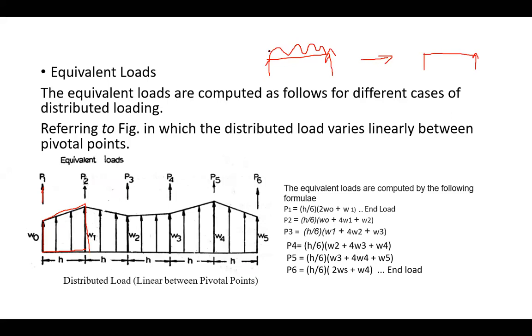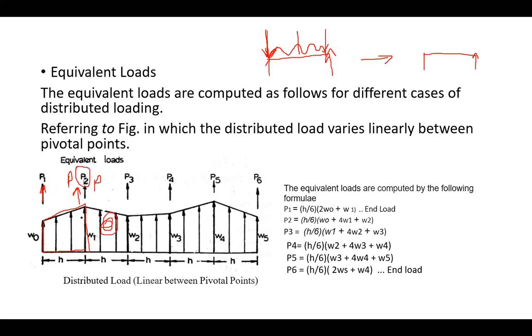You can convert this UDL into half the UDL this side and half the UDL this side, acting over here. Because they are very small portions, half the load will go here and half the load will go here. So this is the equivalent load. Similarly, whatever UDL is there, acting upwards, will develop an equivalent load one here and another here. Let's say this is P, there will be one P from this side and similarly one P from this side due to this UDL. Together it will form P2.